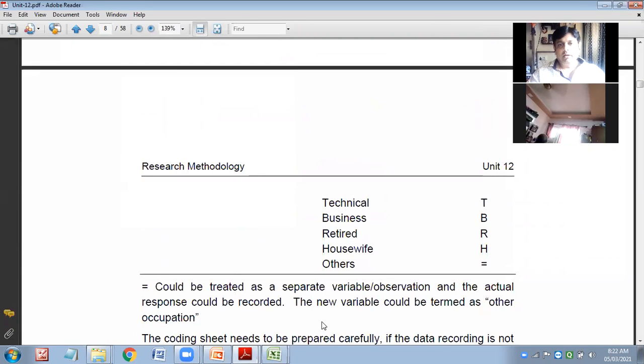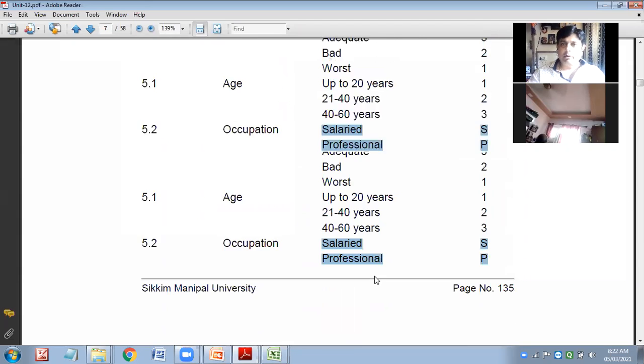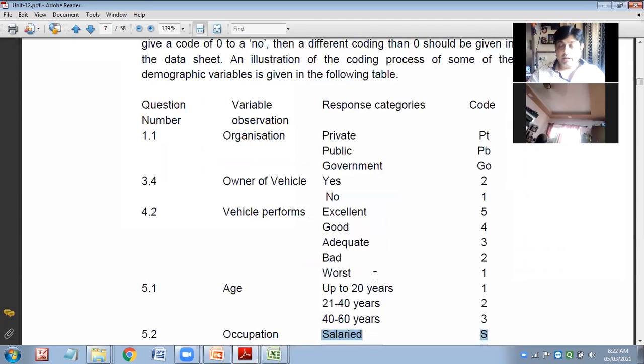Okay. Nothing is there. Aise hum log coding karte hain, but as far as Excel is concerned, as far as SPSS is concerned, this coding will not help us. We have to give the coding in numbers only. In numbers only. Then only you are going to get any output. Okay.